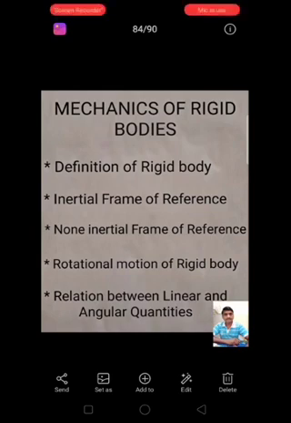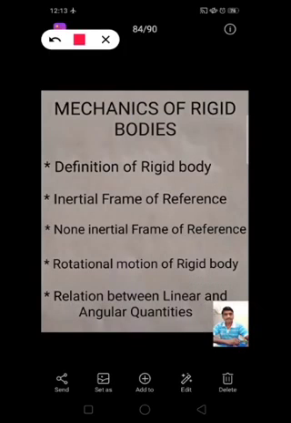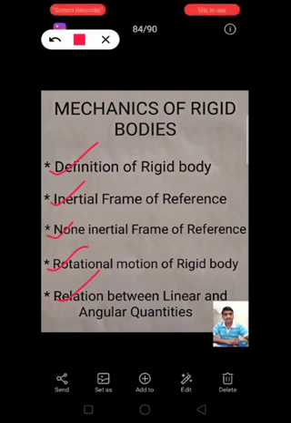First one is the definition of rigid body, and second one is frames of references, that is particularly inertial frame of reference and non-inertial frame of reference, and then rotational motion of rigid body, and the relation between linear and angular quantities. First, I would like to start with the introduction of rigid body mechanics.